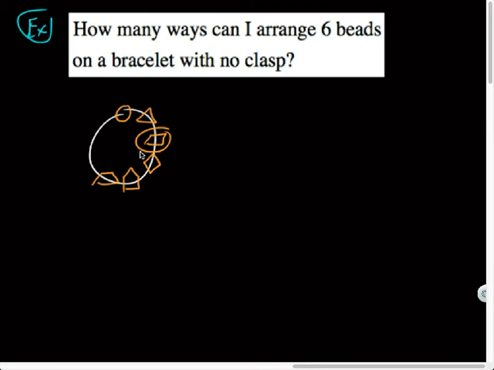Let's see, 1, 2, 3, 4, 5, 6. So I've got 6 beads arranged on a bracelet with no visible clasp. All right. So it's like an infinite bracelet, so to speak. Now you might be like, oh, so that's 6 objects. Oh, but it's circular because I could rotate and rotate again, and I'd have to get rid of all those, right? So you'd say 6 factorial over 6 if you're viewing this as a circular permutation problem. Now, however, what if I showed you this?